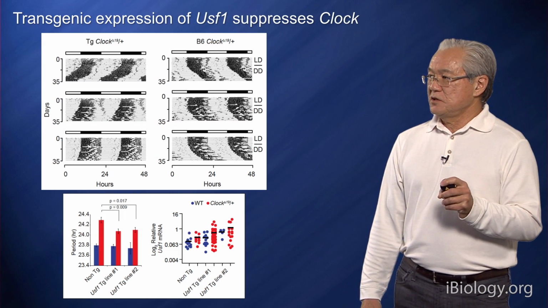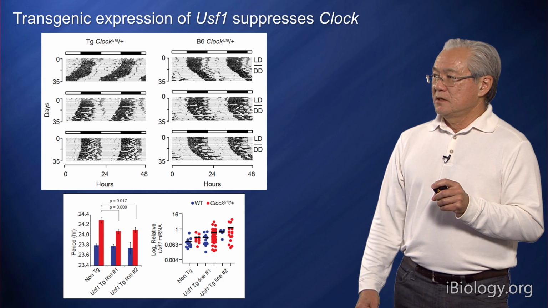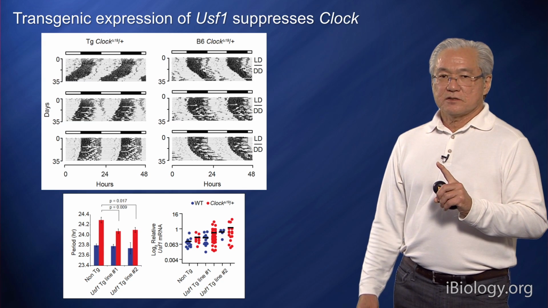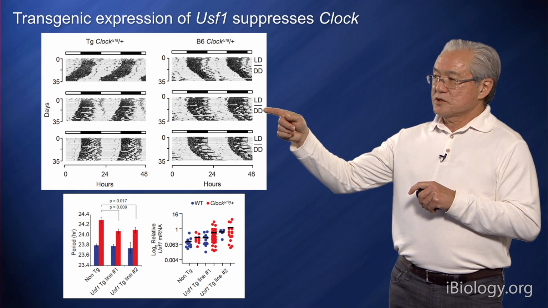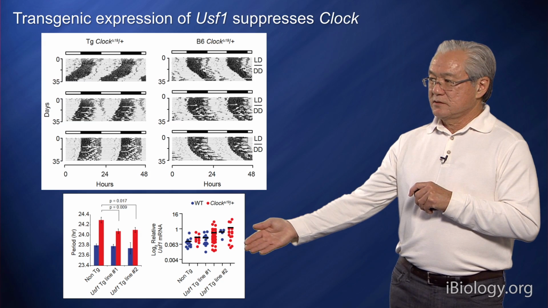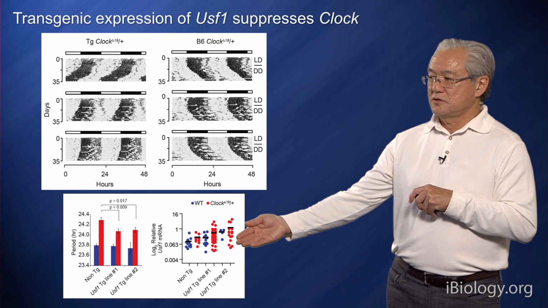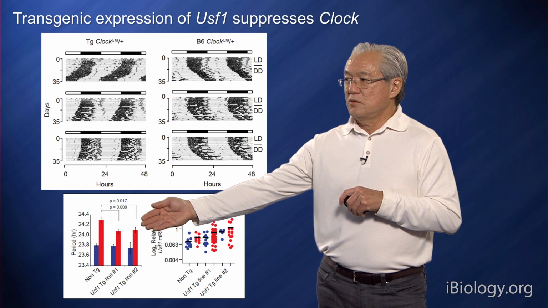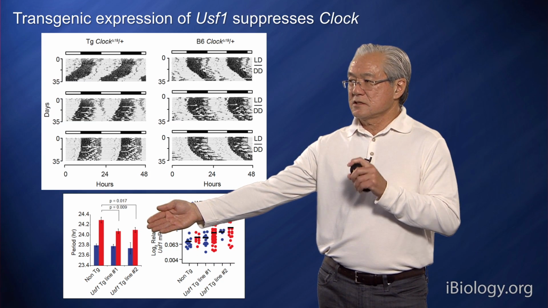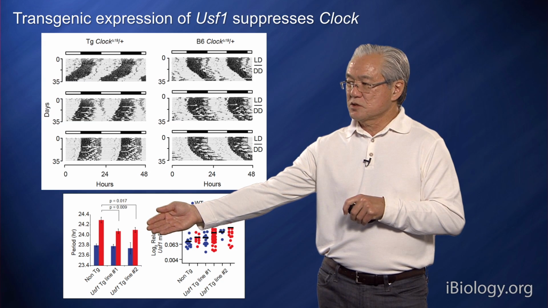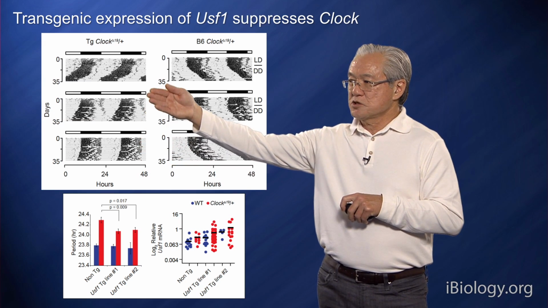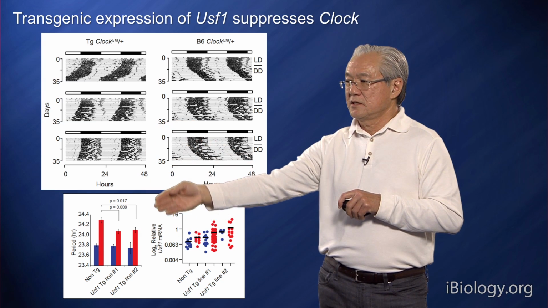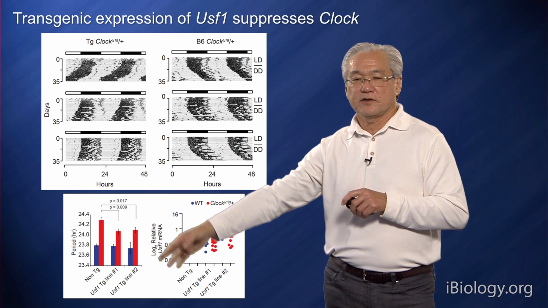But to prove that USF1 is really the gene, we had to make a transgenic mouse, which overexpresses USF1 just a little bit. This is the expression level of USF1 here in the transgenic mice. And what we found is that with this subtle increase in USF1 expression, these transgenic mice could also suppress the clock mutation as shown in these activity records on this bar graph here.